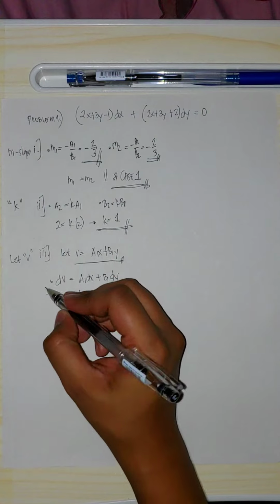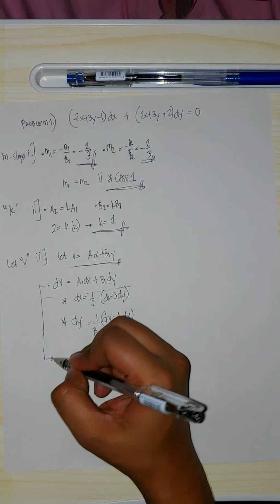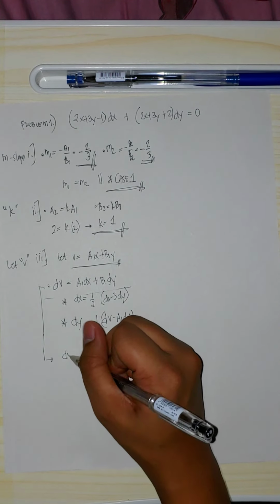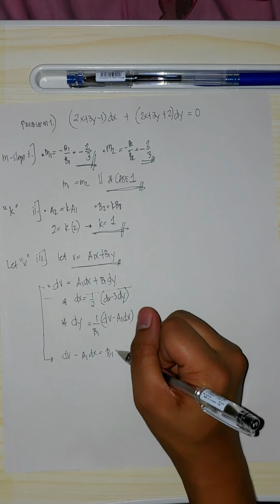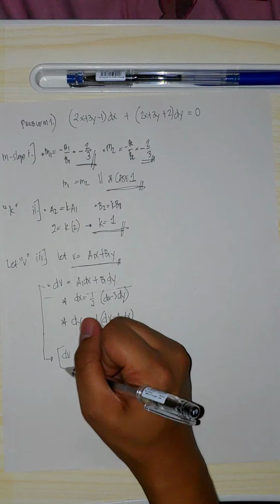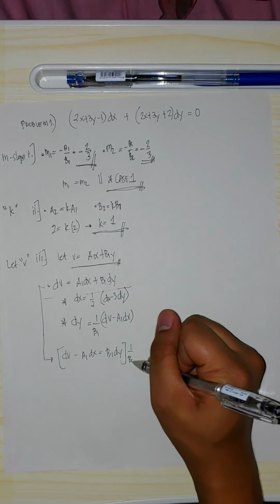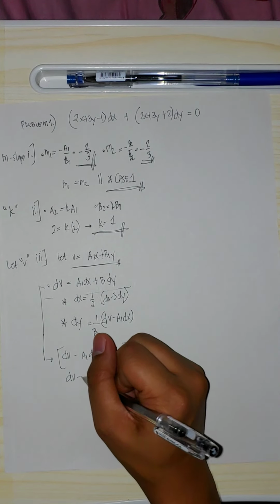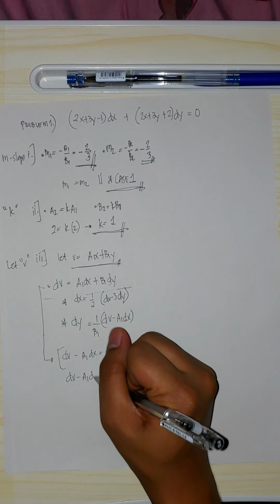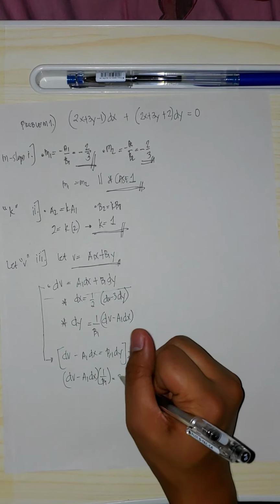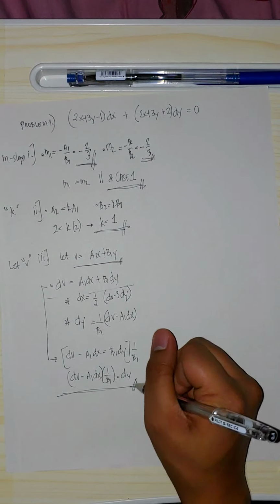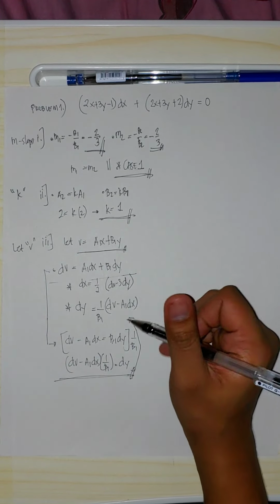So if matingala mo, gikan na gina siya diri. So from this equation, we have dv minus a1 dx equals b1 dy. Para mabilin si dy, then we divide the whole equation with 1 over b1. So we have dv minus a1 dx times 1 over b1 is equal to dy. So mao na siya diri nga sample.